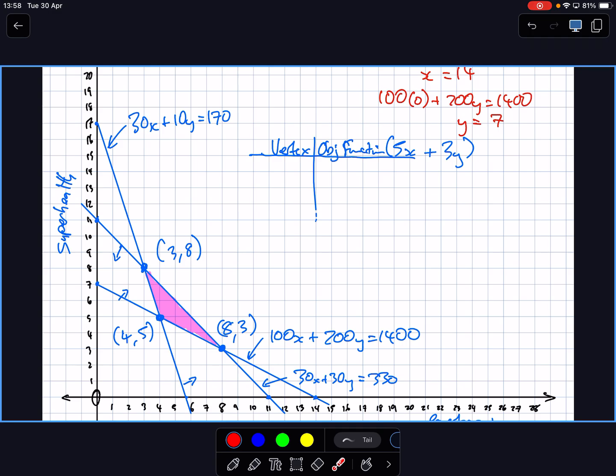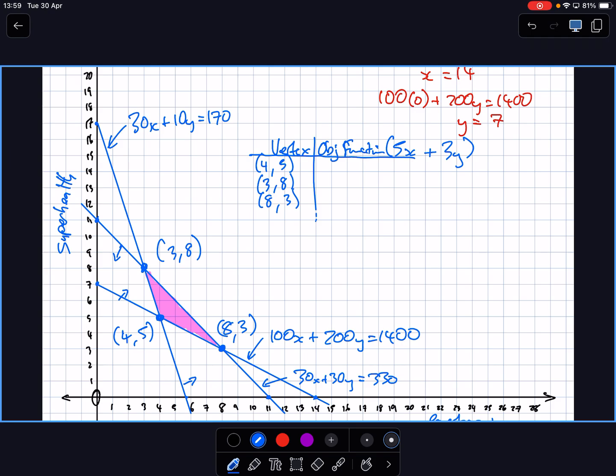What did I tell you the Simplex algorithm says? The optimal solution is only going to happen at one of the corners. How many corners are there? 3. So I only need to test 3. That's why this thing is sort of convenient. So I'll chuck a vertex here. It doesn't matter what order you do. I'm going to go 4, 5 at the top, 3, 8 next, 8, 3.